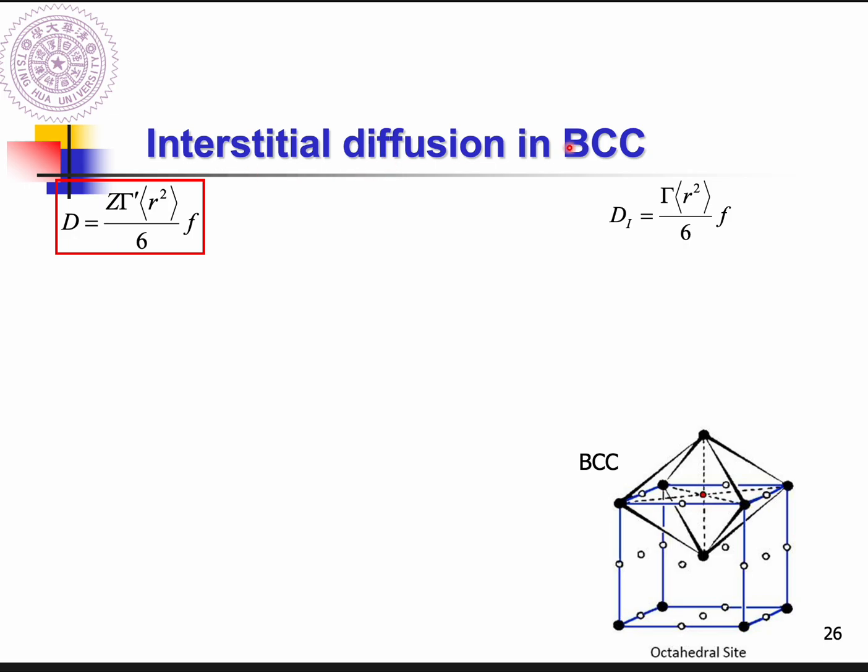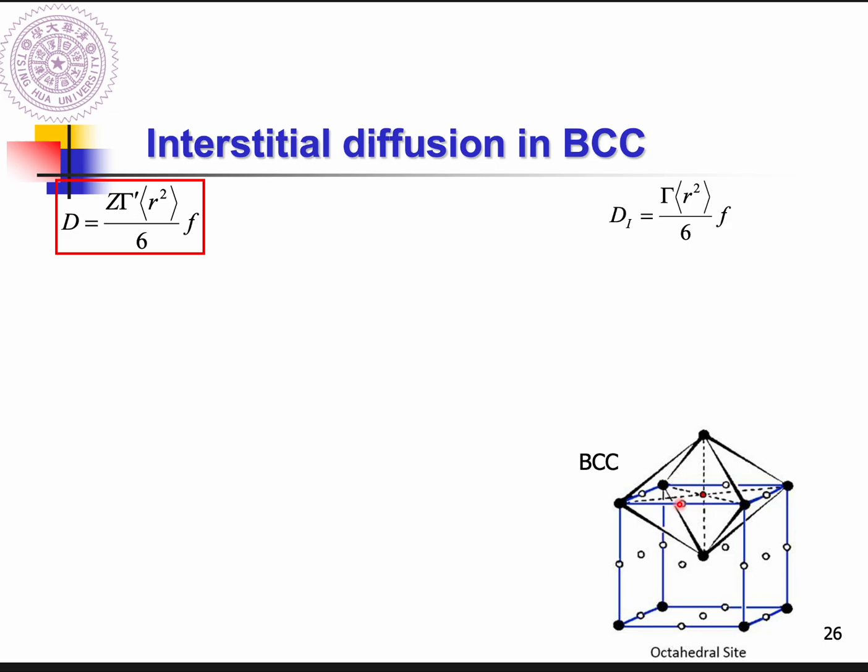Right? So the example we show you here is BCC. We have a material with BCC structure, and it has interstitial diffusion. The interstitial site we focus on here is the octahedral interstitial site. So first of all, you need to draw a single cube of BCC, then mark all the octahedral interstitial sites as we show here, with white balls or white circles.